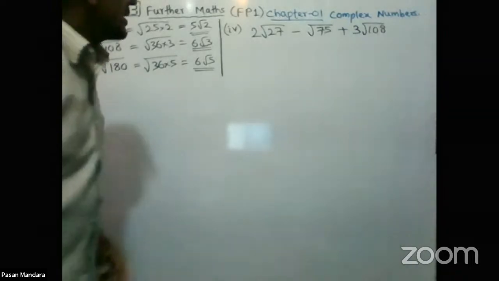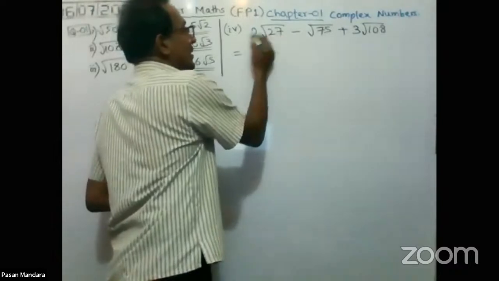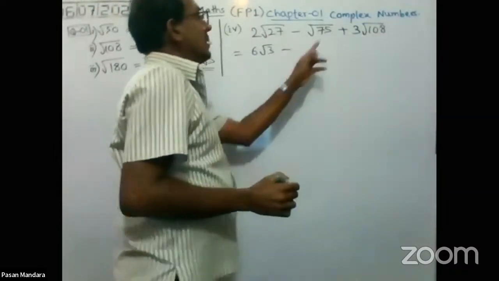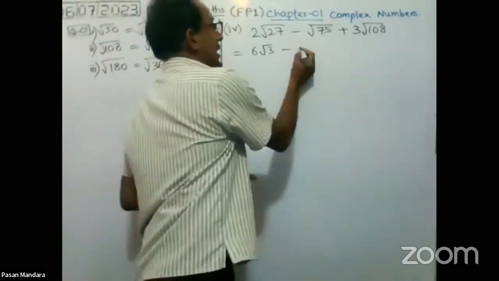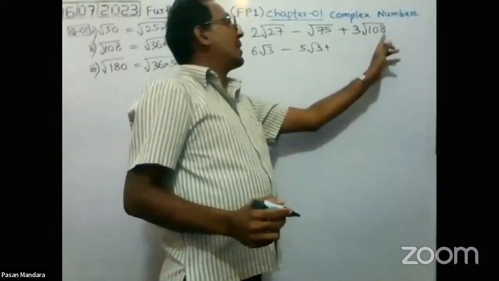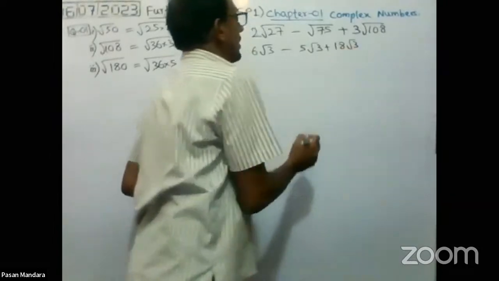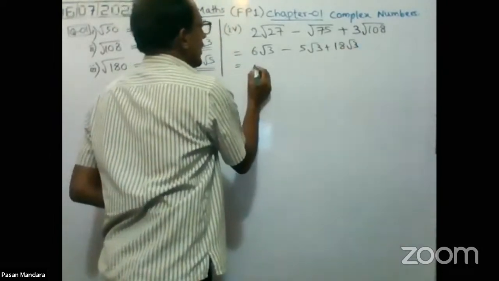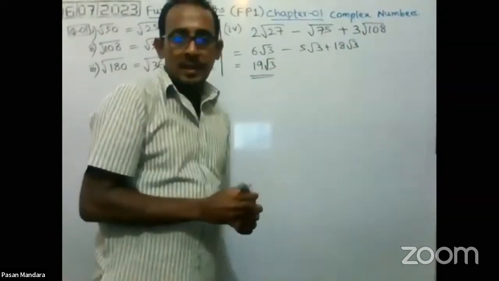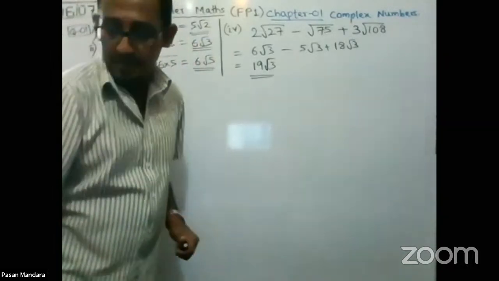Okay, we'll see the answer. This is 9 into 3, so 3 can be taken out. This is 25 into 3, 25 taken out as 5. This is 36 into 3, 36 comes out as 6. So what's your final answer? Yes, good, good. Very good. Okay.